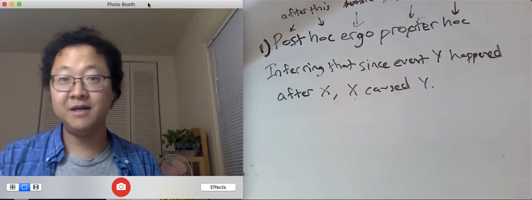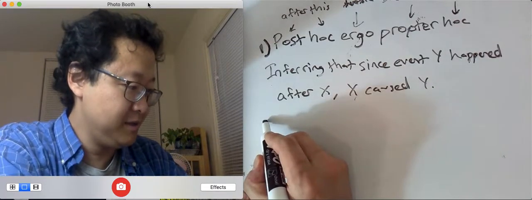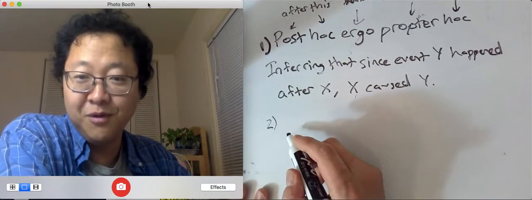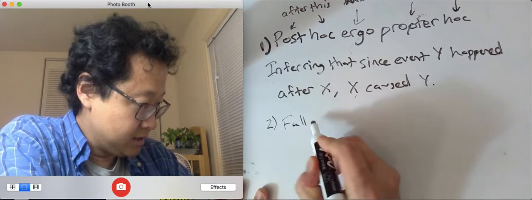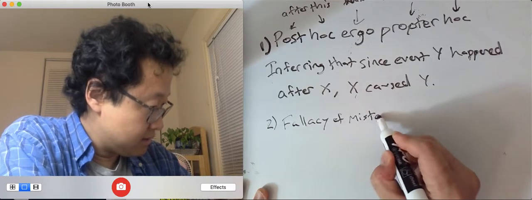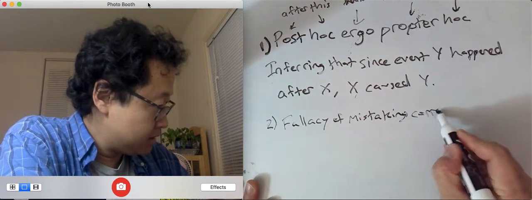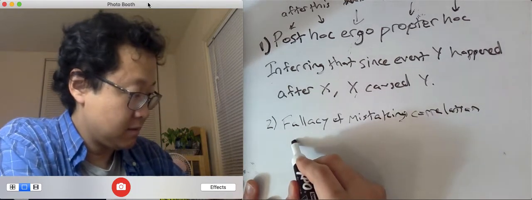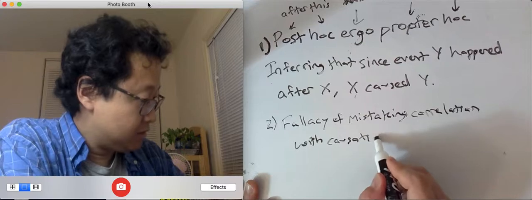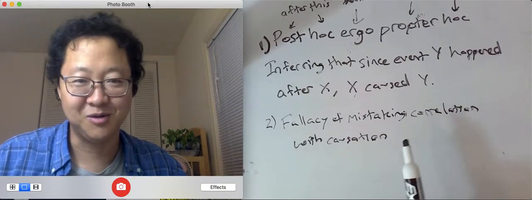Okay, so we learned one of the causal fallacies, post hoc ergo propter hoc. Now let's learn the second one, which is one you've probably heard before. It's called the fallacy of mistaking correlation with causation. So when I teach this, most students have heard of this before, the fallacy of mistaking correlation with causation.